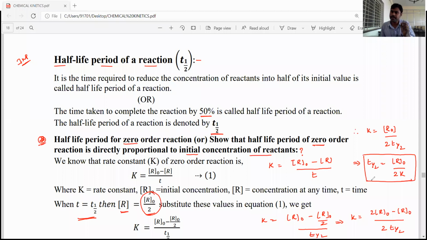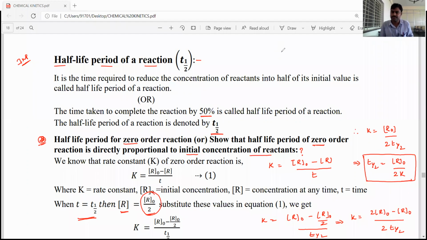So the half-life period for zero order reaction, T half is equal to R naught by 2K, where R naught is the initial concentration. How did we derive this equation, dear students? I took K is equal to R naught minus R by T. The time T is equal to T half, meaning the time when 50% of the reaction is completed. Then the final concentration of reactant, R, becomes R naught by 2. We substitute that in the K formula. Then T half is equal to R naught by 2K we got. It indicates it is the half-life period for zero order reaction.